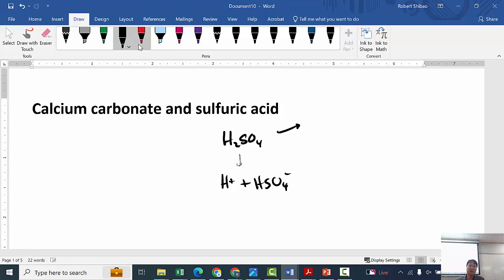And so one of the most common errors that I see for this is that people will ionize both hydrogens at the same time. But both hydrogens don't come off. It comes off one at a time.